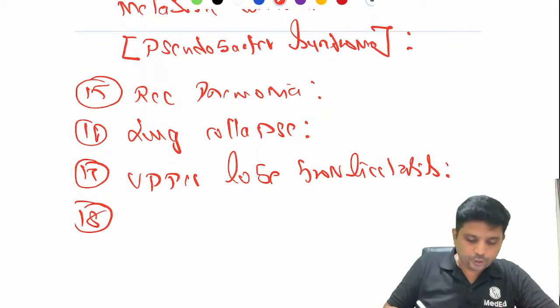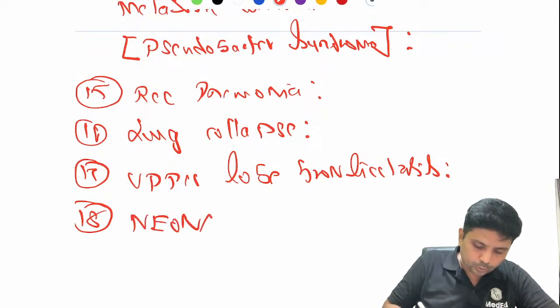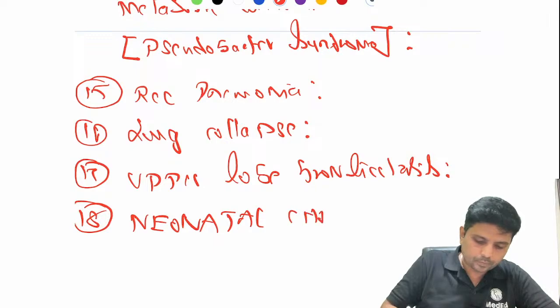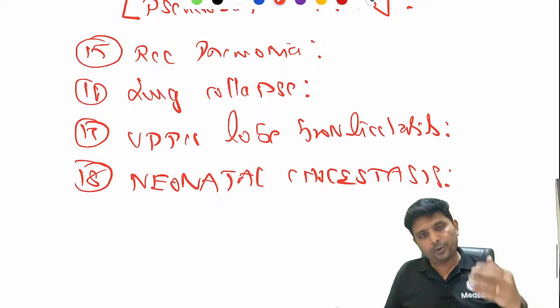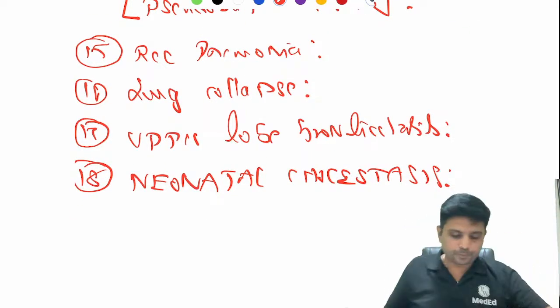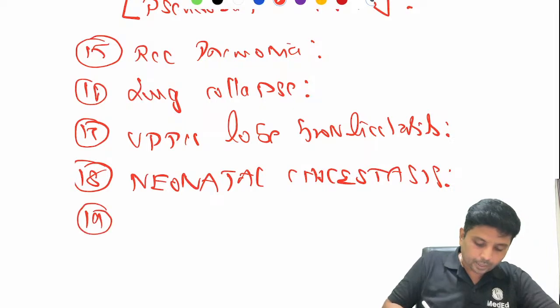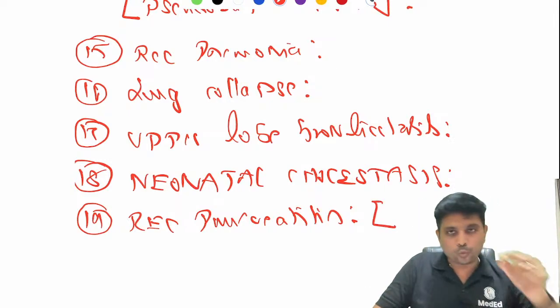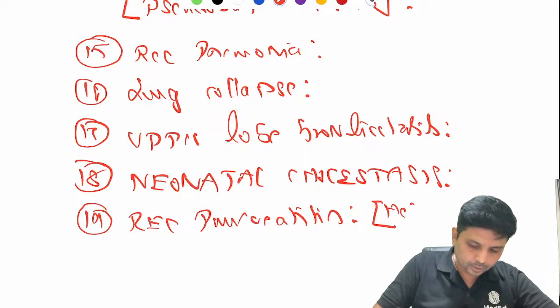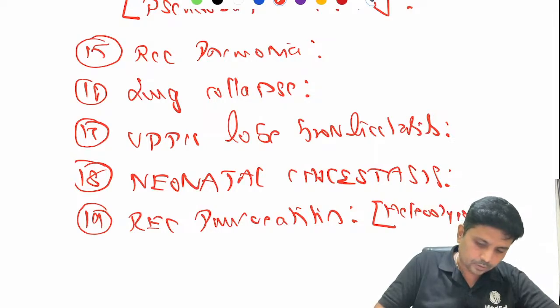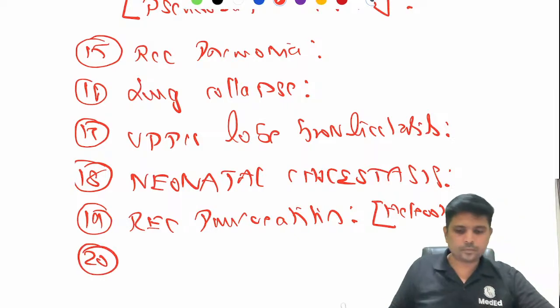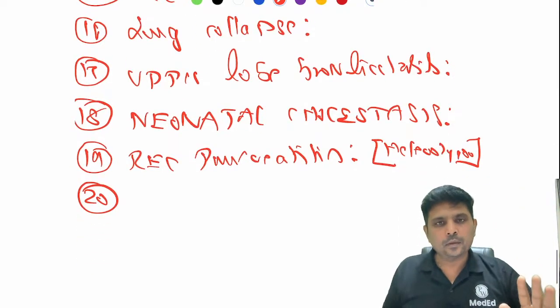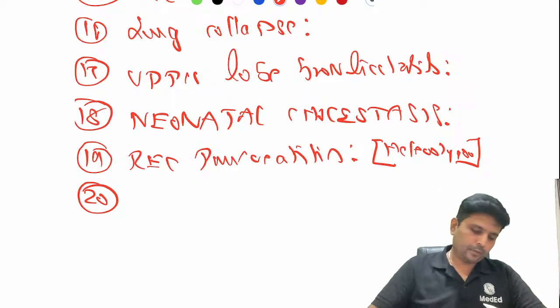Then, as I told you already, it can present as neonatal cholestasis because of bile duct obstruction. Recurrent pancreatitis in case of heterozygous, where one gene is involved and another gene is normal. Okay, recurrent pancreatitis.